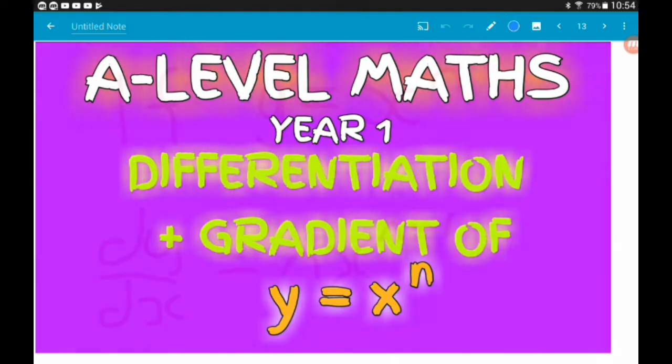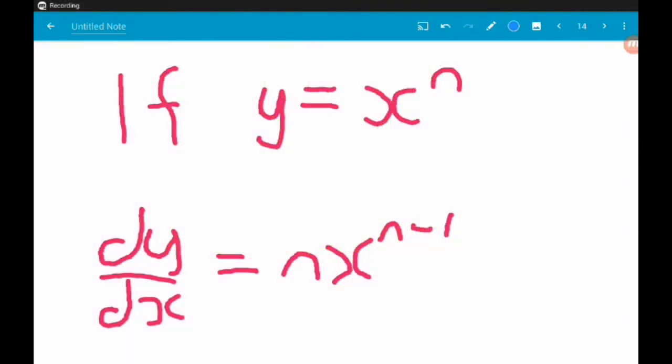So let's crack on. Okay, first up then we need the rule. If y equals x to the power of n, then dy by dx, our derivative, is equal to n times x to the power n minus 1. So what's happened here? The power comes down and multiplies the expression, and then the power goes down by 1. So it might look trickier than it is. Let's do some examples and convince you it's quite friendly.